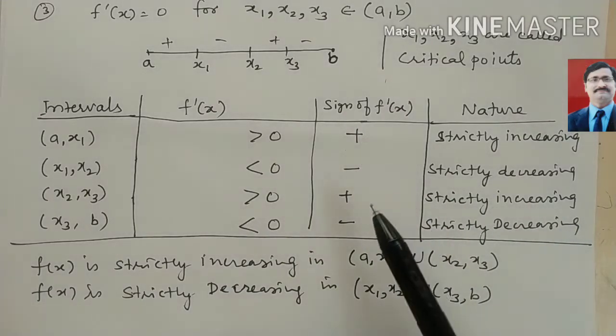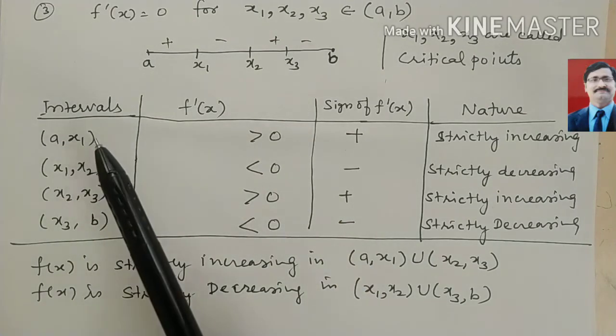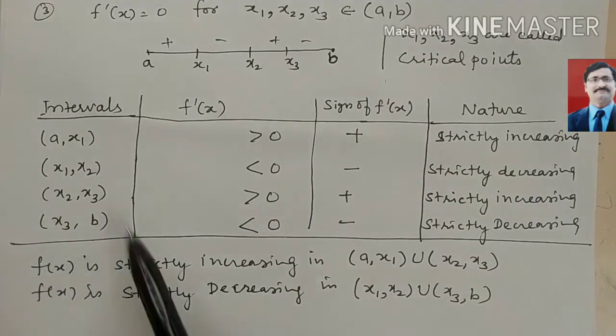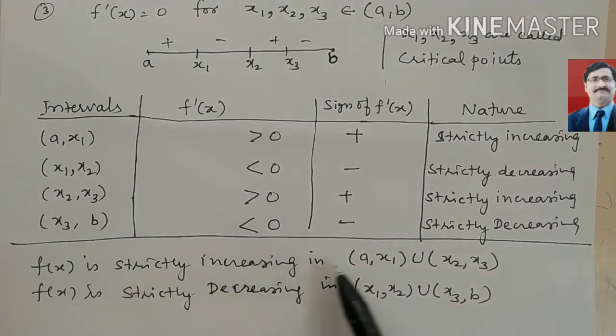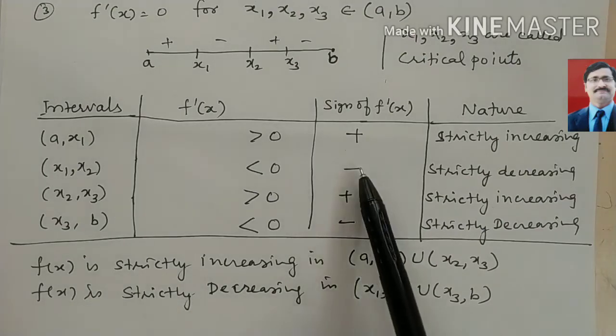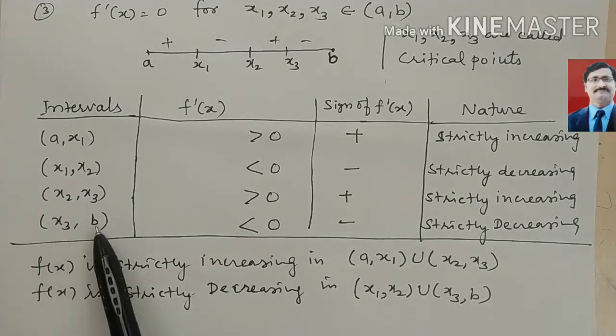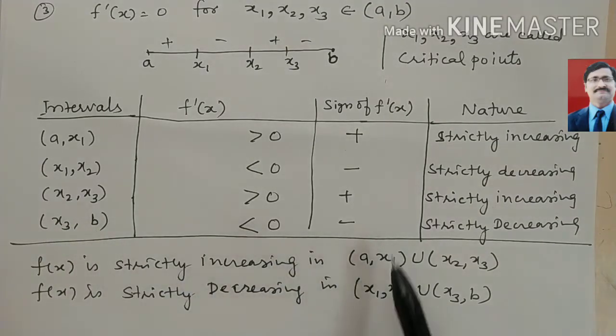So look here, we have two intervals: the open interval (a, x1) and the open interval (x2, x3). This means f(x) is strictly increasing in the open interval (a, x1) union (x2, x3). And f(x) is strictly decreasing in two cases: the open interval (x1, x2) and the open interval (x3, b). So look here, f(x) is strictly decreasing in (x1, x2) union (x3, b), open interval.